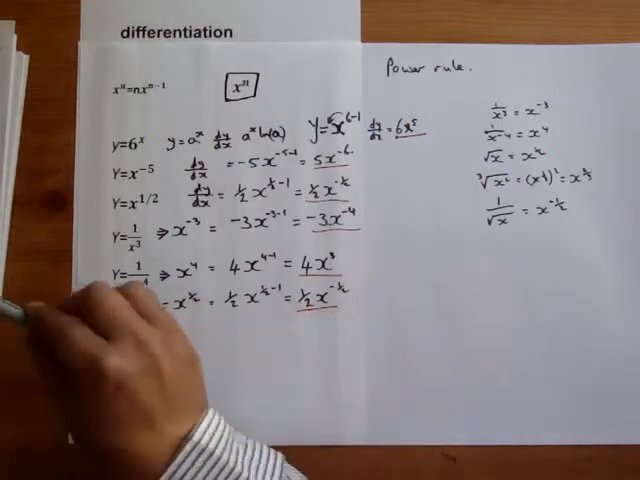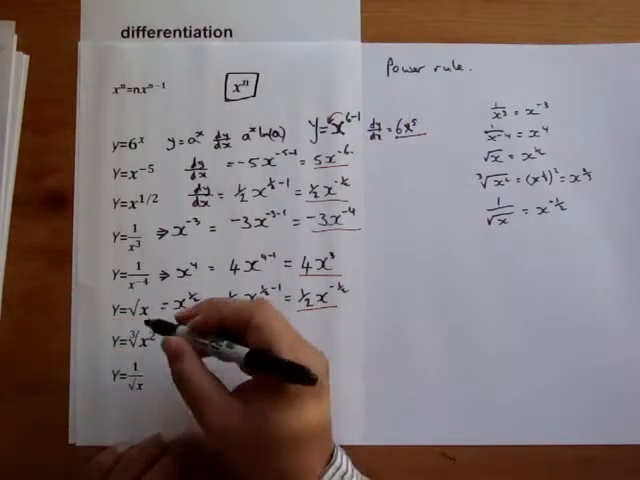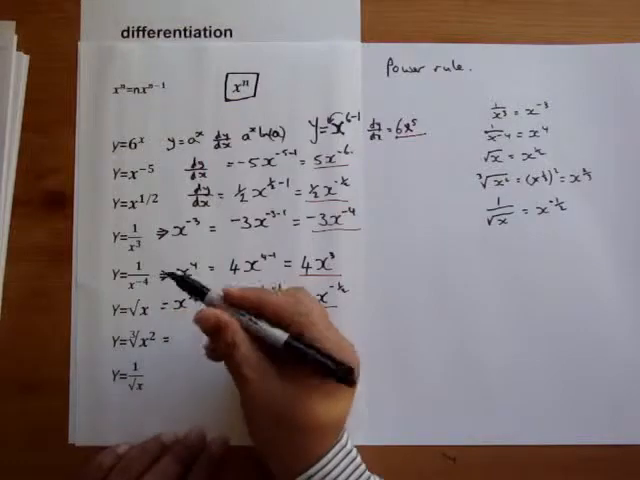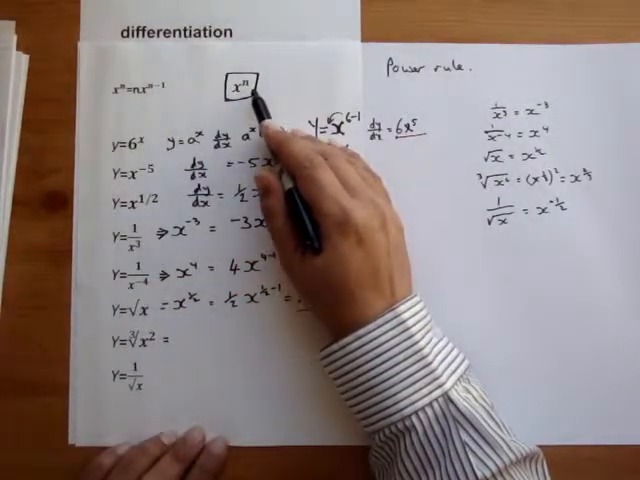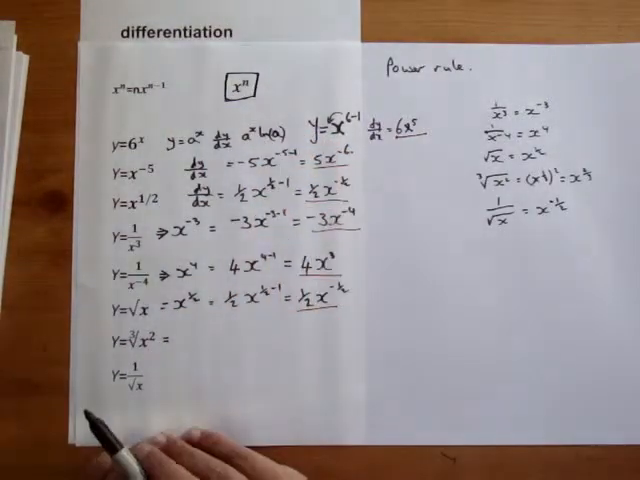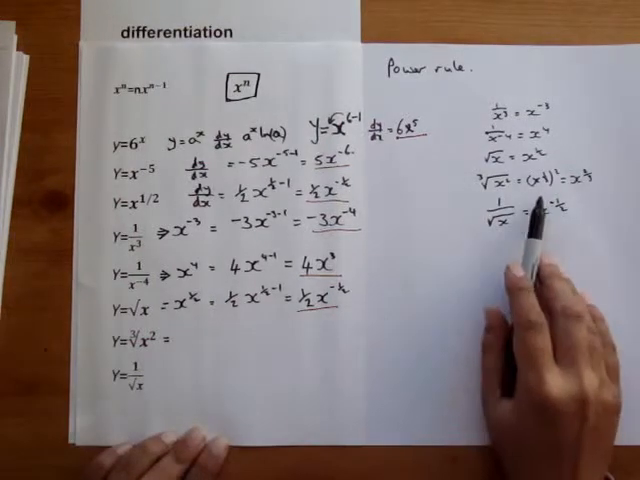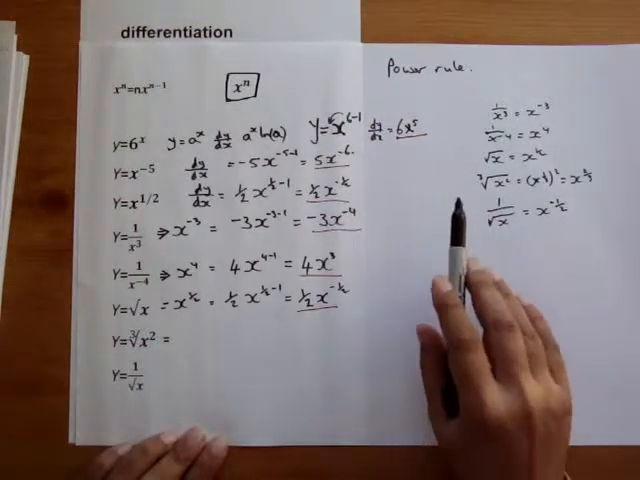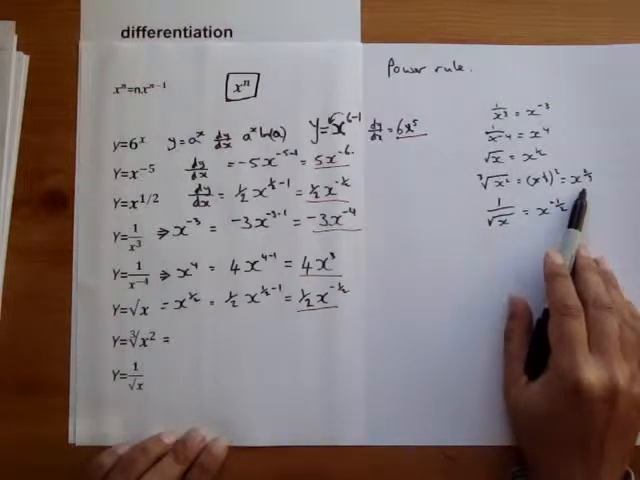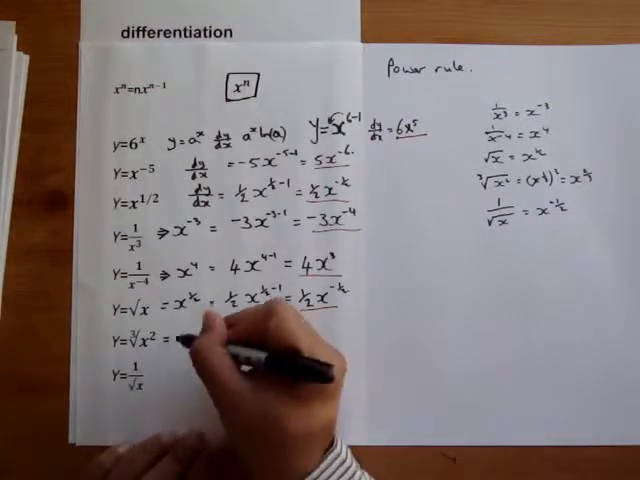Okay, let's carry on. Does this look like this, in a form that we can differentiate using the power rule? No, it doesn't. Let's use the rules of indices to make it look like that. So it's x to the 2/3.